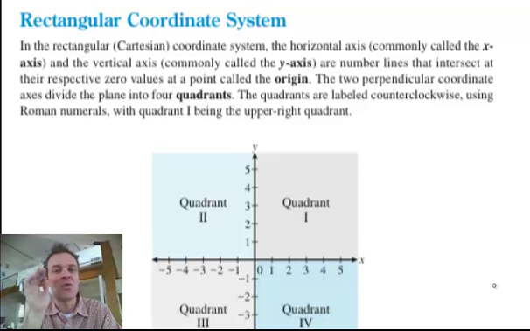The rectangular coordinate system. Okay, now I'm going to read through some of these. We've got a horizontal axis called the x-axis, a vertical axis called the y-axis. Okay, let's make it a bit clearer. This is the x-axis, this is the y-axis. So let's have a look at the quadrants here.